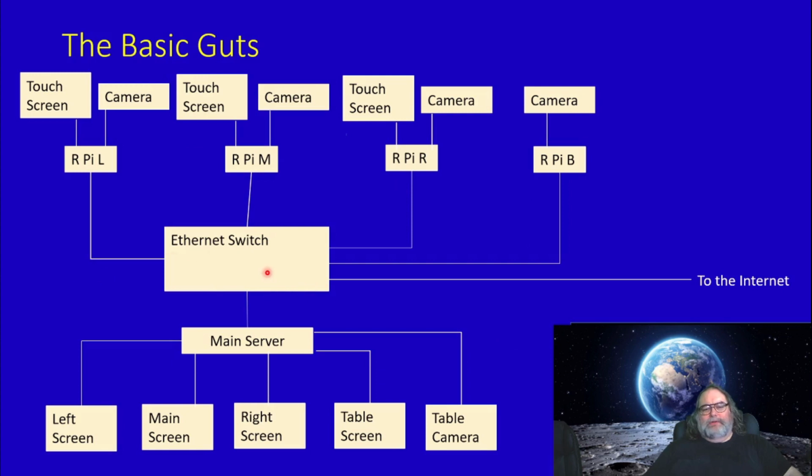All these are connected to an Ethernet switch, and the main server is connected to an Ethernet switch. The main server will be a four monitor setup with left, main and right screens and the table screen controlled by the main server. There also would be control of the table camera that looks down on the table. Of course all this goes out to the internet, where when things power up you would call in to the mothership.